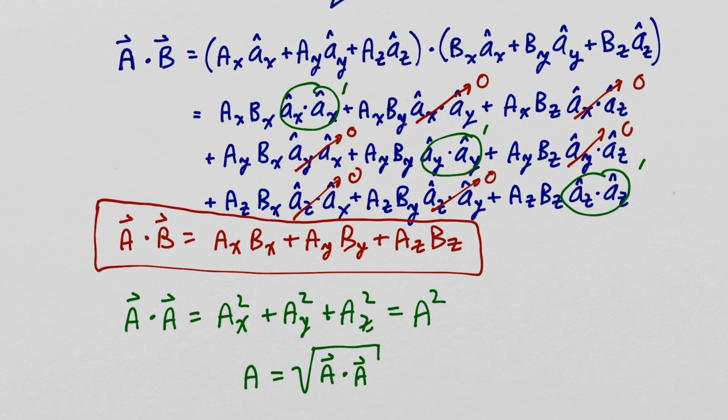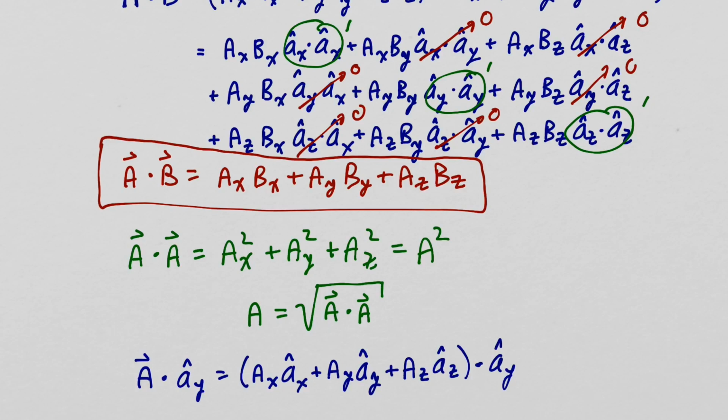Another use of the dot product is to find individual components of a vector. For instance, if we have a vector A and we wanted to find the component in the y direction, a sub y, we would dot our vector with the unit vector in the y direction. So ax dot ay is 0, ay dot ay is 1. So you'll be left with a sub y. And finally, ay dot az is 0.